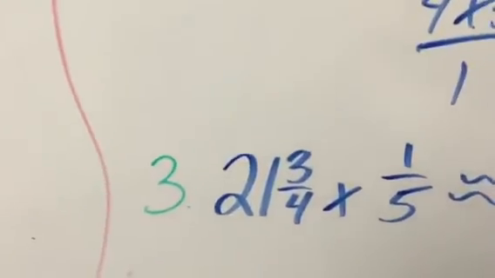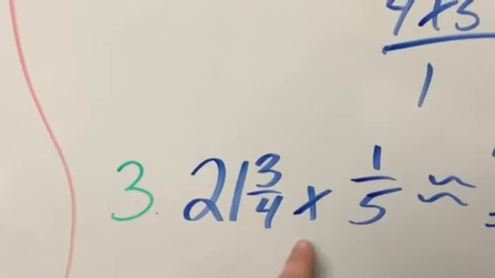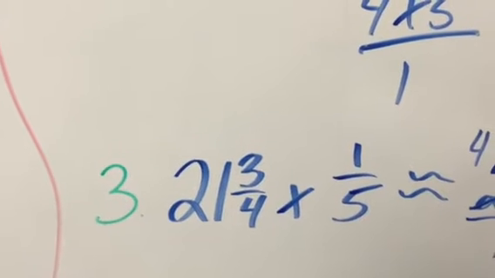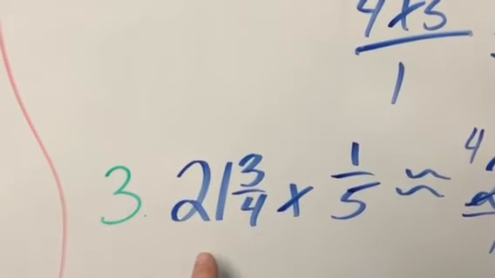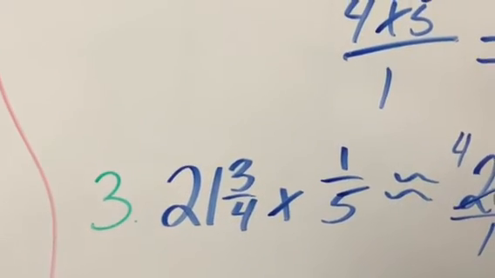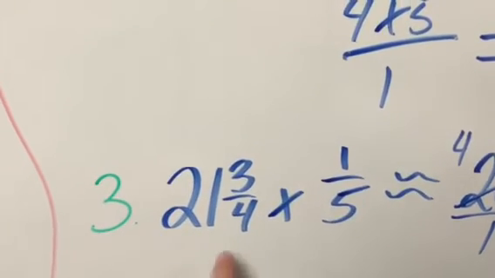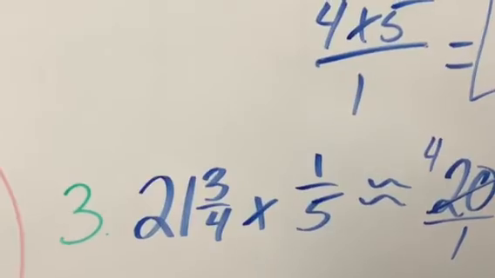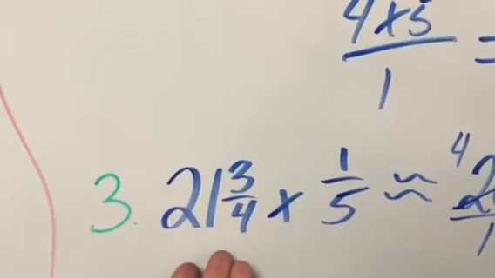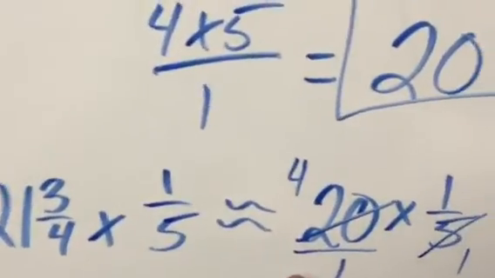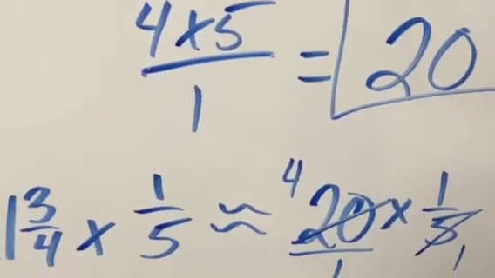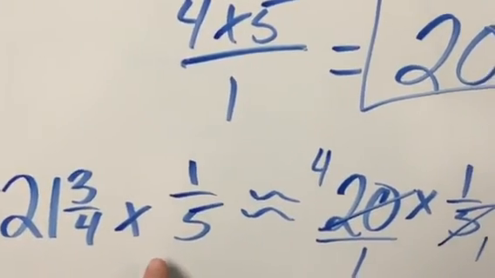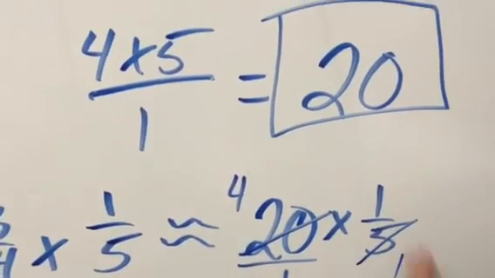In number 3, I had 21 3/4 times 1/5. That's a little harder because we haven't looked at any of these with mixed numbers before. But even if it was 22, I could have rounded it to be compatible with this 5 down to 20. So that's what I did. Even though it was a mixed number, I put it just back to 20 because that's pretty close. So now instead of saying 21 3/4 times 1/5, I had 20 times 1/5.